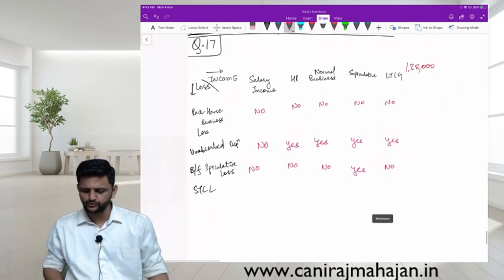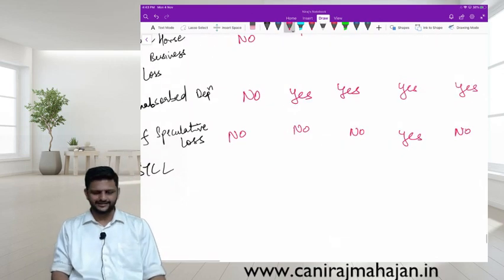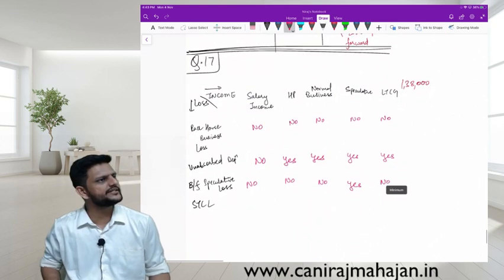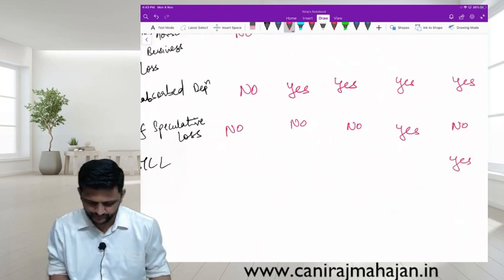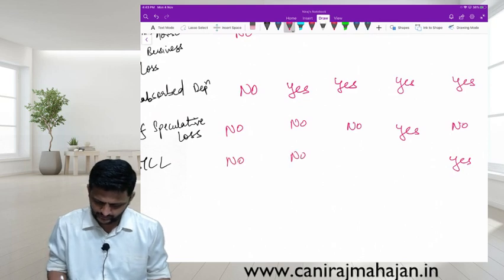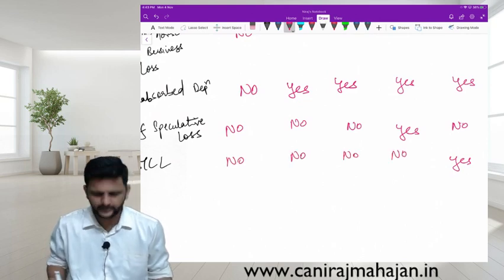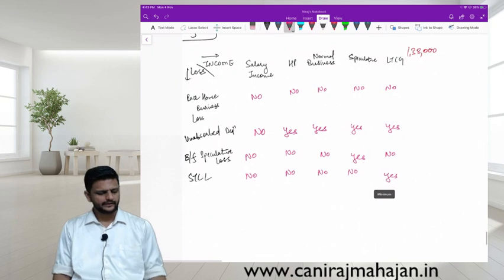And STCL can be set off only against STCG or LTCG. LTCG is there, so only for LTCG, yes. Rest of them, no. Correct, everyone? Now we begin.